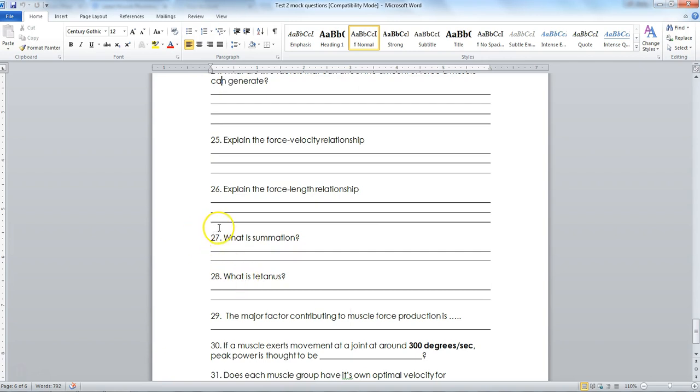At this point, I'm actually going to get you to cross out number 27. We've already covered summation in the nervous system, the adding together of impulses. We've learned about temporal and spatial summation, so the question for that has actually been cut, and I'll get you to cut that out now, number 27.